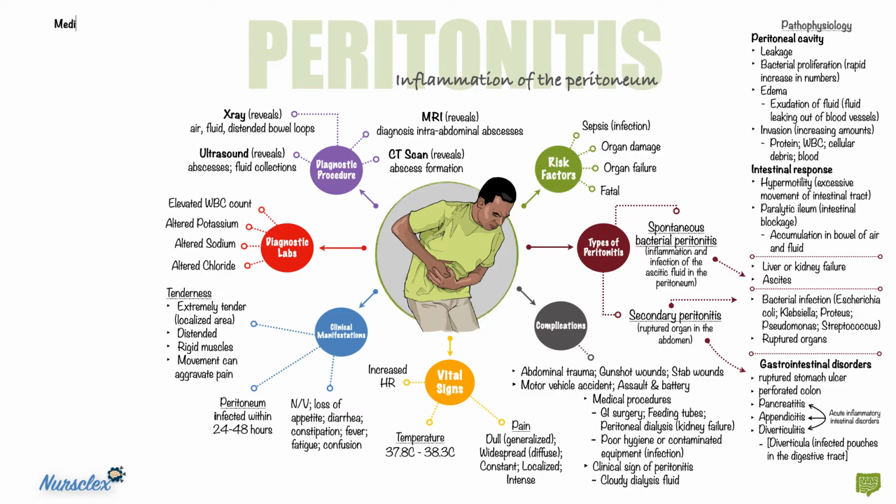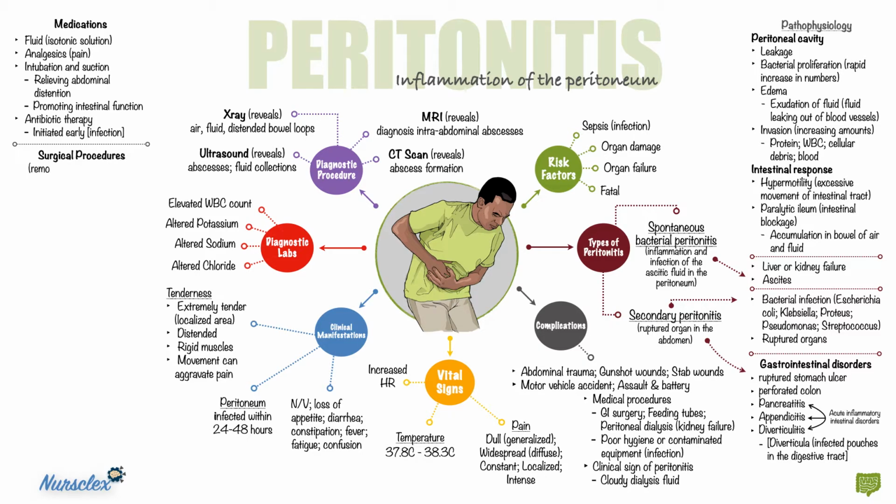Medications. Patient will need fluids of isotonic solution, analgesics for pain, intubation and suction to relieve abdominal distension, to promote intestinal function, and antibiotic therapy, which is initiated early, for infection. Surgical procedures are done to remove source of infection. Excision means removal, for example, removing a lump or growth. Resection means removal of tissue or damaged organ. Fecal diversion with an ileostomy or a colostomy.